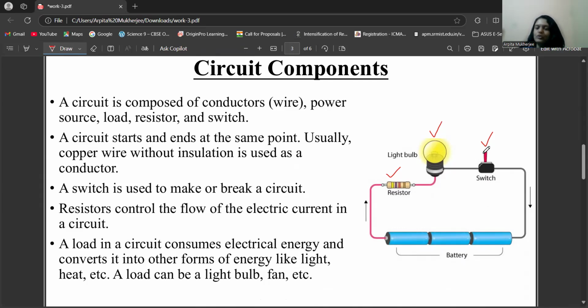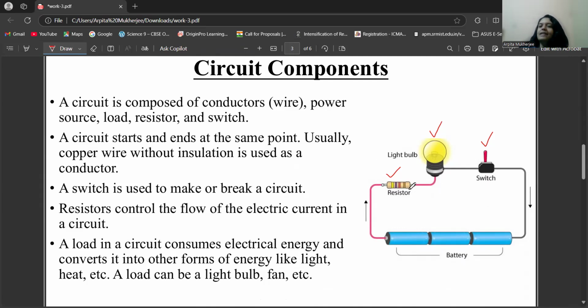This is a switch which can break or make the circuit. This is the resistor as we have discussed right now. And this is the light bulb, which is basically a load. Here the light bulb is consuming the electrical energy from the circuit and giving off light and heat. So this is basically the output. If we connect properly, this light bulb is going to glow. If it does not glow, that means the circuit must not have a proper conductor, so there is a problem in the glowing of the light bulb.